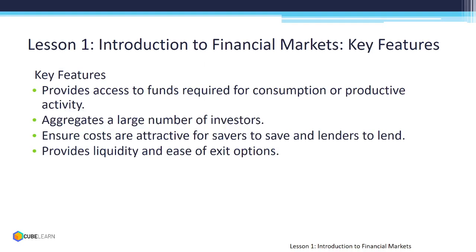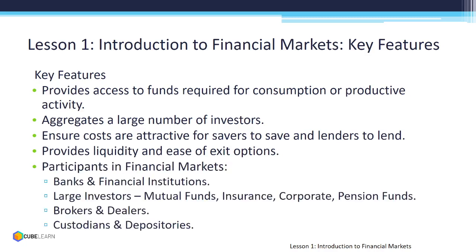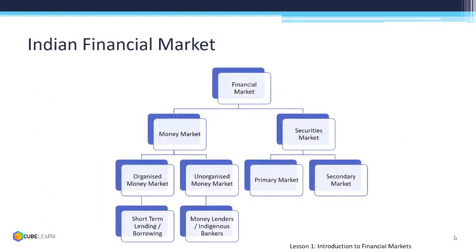An efficient financial market ensures all information is disseminated and costs are attractive for both borrowers and lenders. The participants in a financial market are banks and financial institutions, large investors like mutual funds and corporate, brokers and dealers, custodians and depositories. This slide has a graphical description of the financial market.